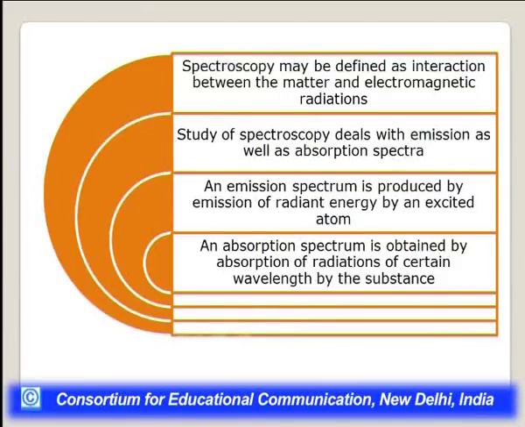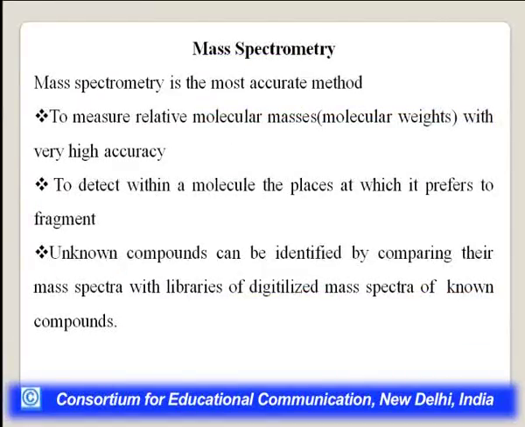The study of spectroscopy deals with emission as well as absorption spectra. We have discussed this earlier also, and you know what is emission spectrum or spectroscopy? This is the spectrum which is produced by emission of radiant energy by an excited atom. It is excited by the fall of electromagnetic radiation. What is absorption spectrum? We generally study absorption spectrum. It is obtained by absorption of radiations of certain wavelength by a substance. So, now specifically today we will discuss mass spectroscopy or mass spectrometry.